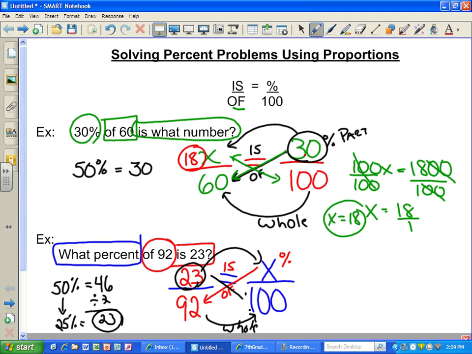So just to make sure we're doing it right, we cross multiply. 23 times 100 is 2300. 92 times x is 92x. Divide both sides by 92. And x does equal 25%.